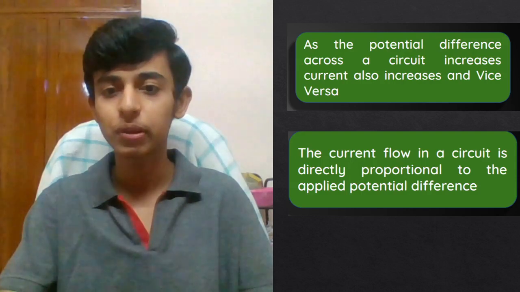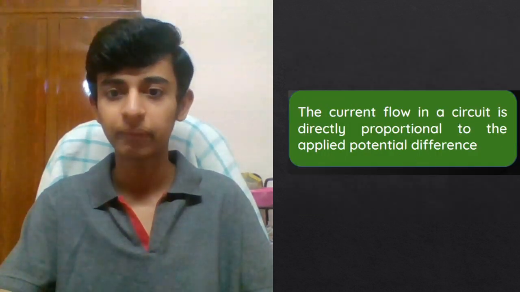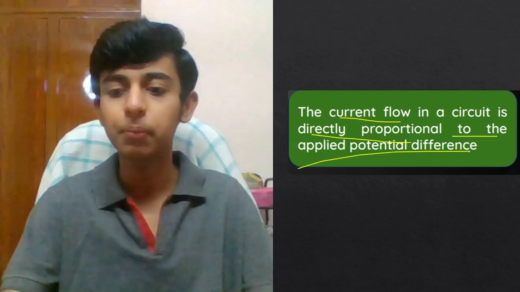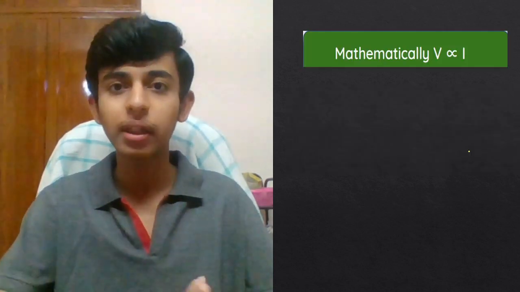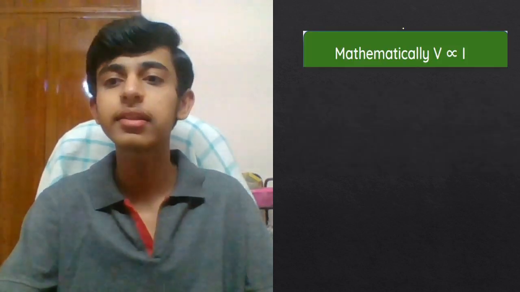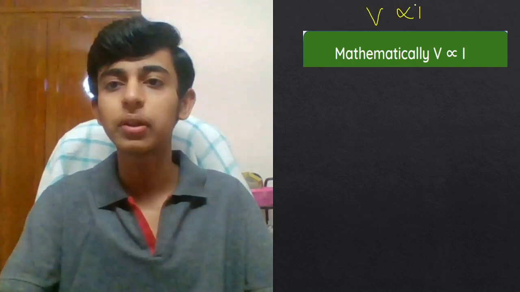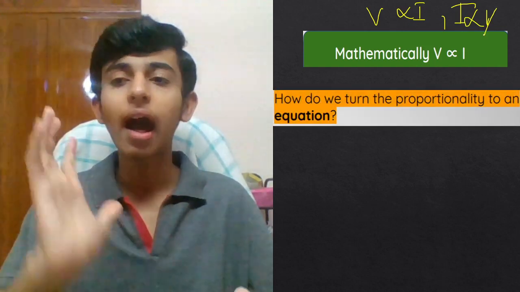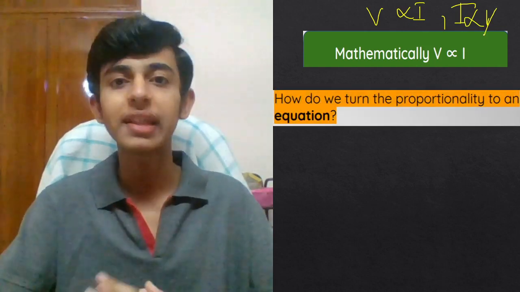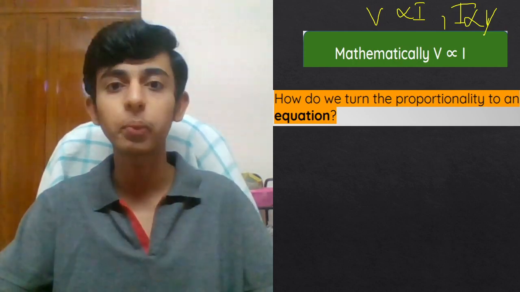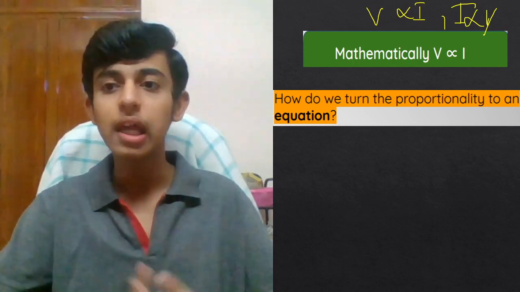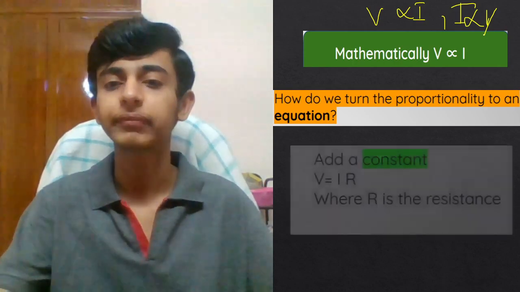Now by this you're able to understand one thing, that the current flow in a circuit is directly proportional to the applied potential difference. If I'm talking about the mathematical formula, then V is directly proportional to I, or I is directly proportional to V. But then how do we turn this proportionality relation into an equation? Because in physics, we tend to convert everything into an equation. So how do I do this?